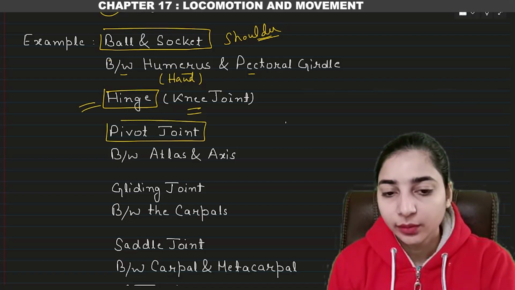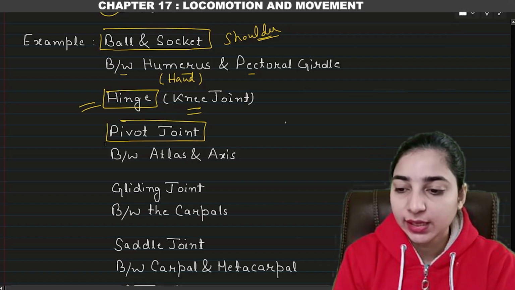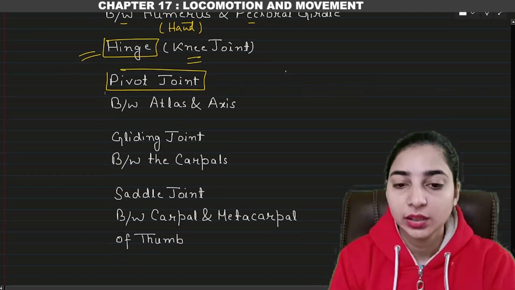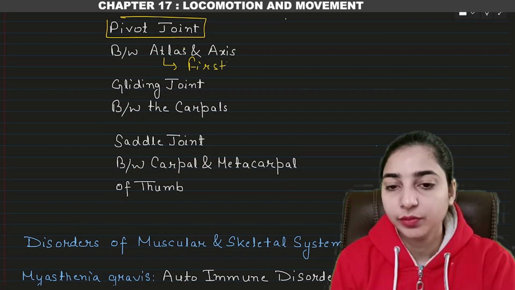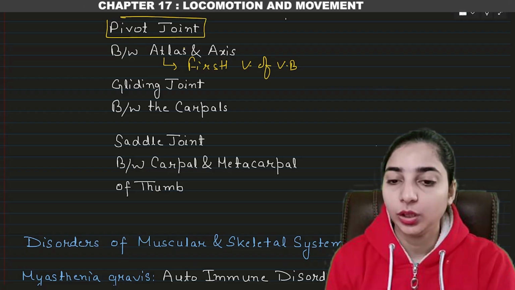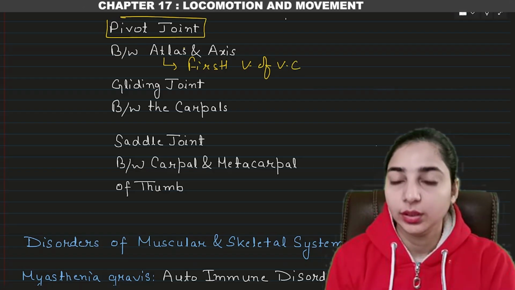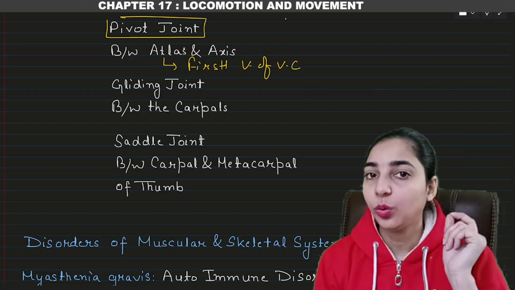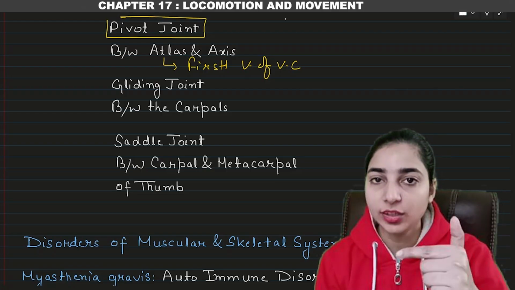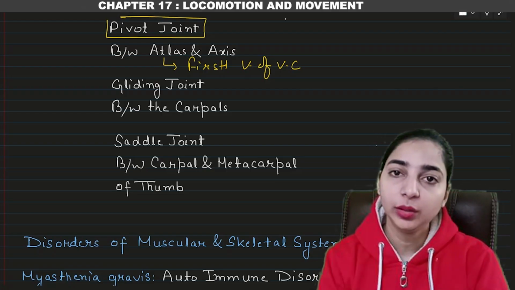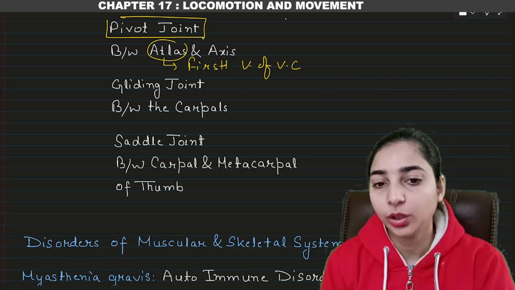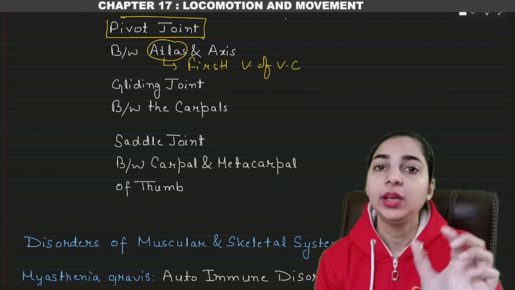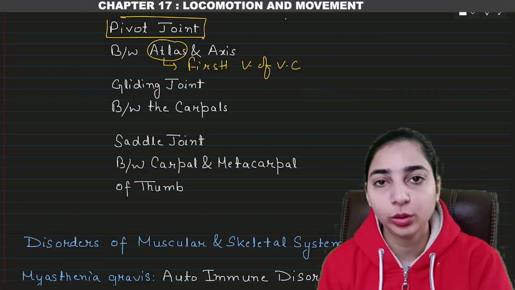Then pivot joint. It is present between the atlas and the axis. What is atlas? This is the first vertebra. If you remember, this is the first vertebra of the vertebral column. So we know that the occipital condyle of the skull region is articulated with the vertebral column with the help of the first vertebra. So it is the first vertebra of the vertebral column, that is atlas, which is attached to the occipital condyle of the skull region.